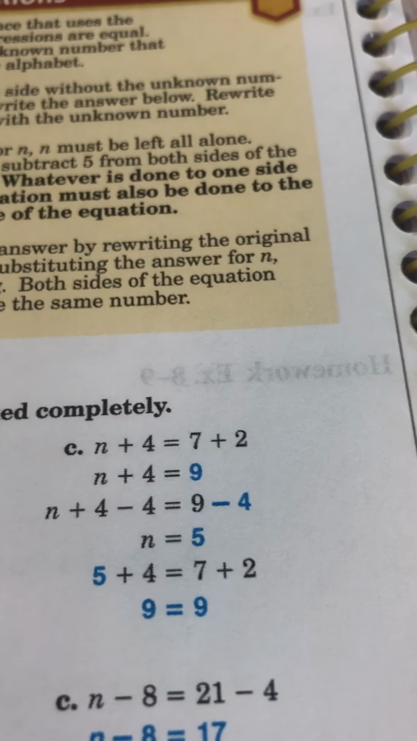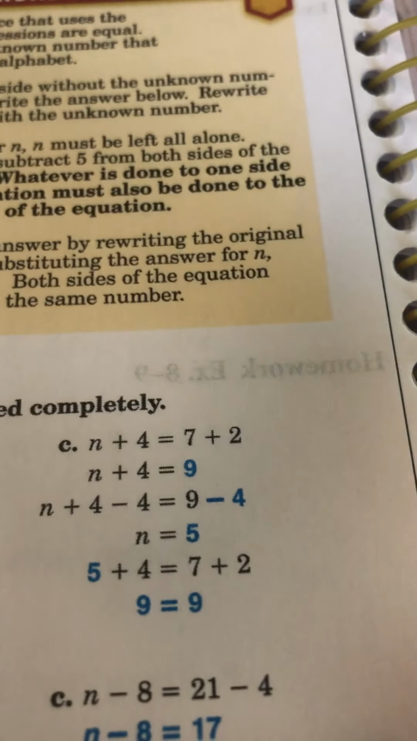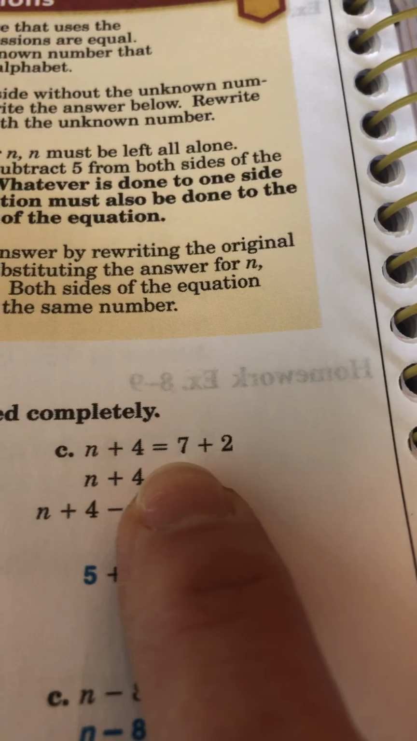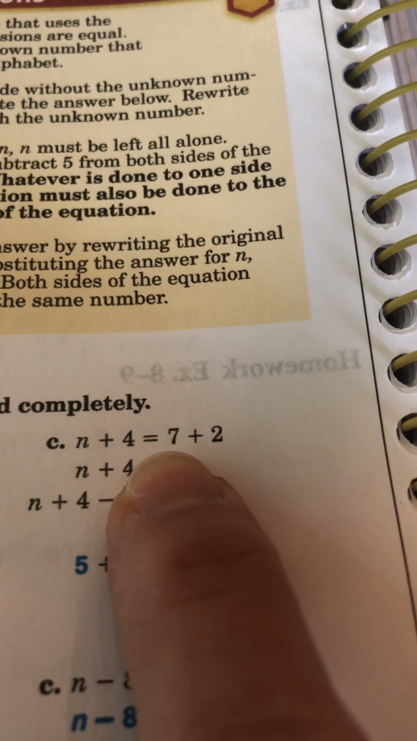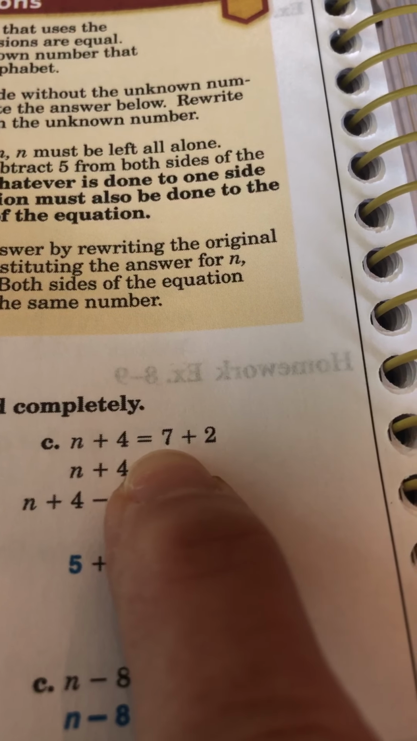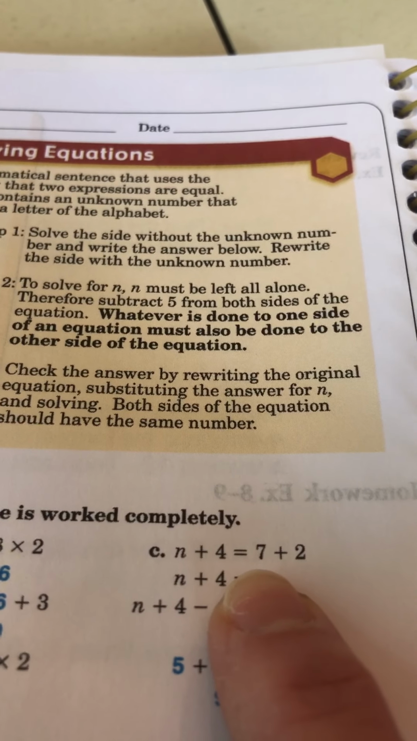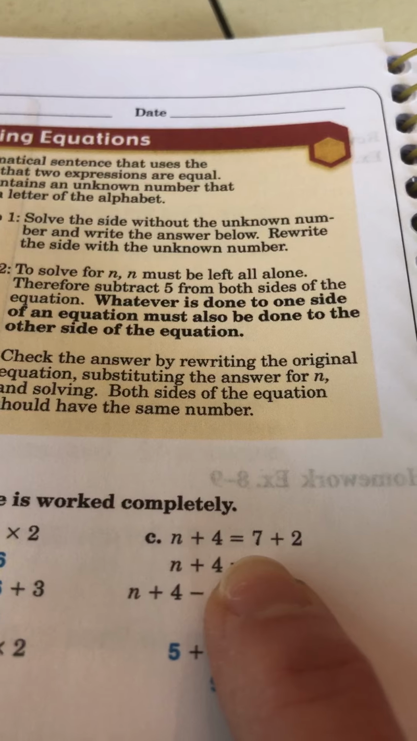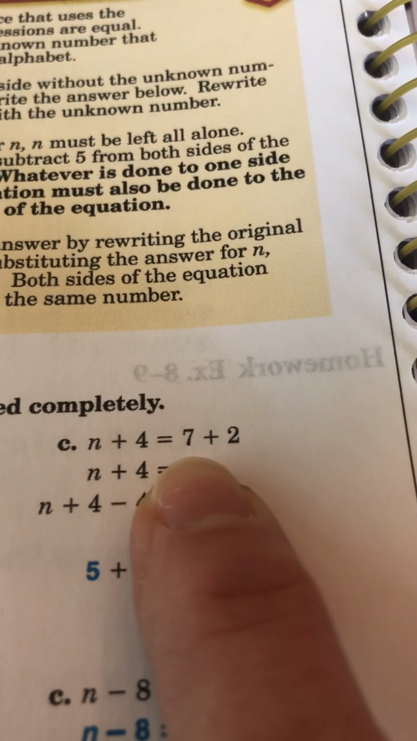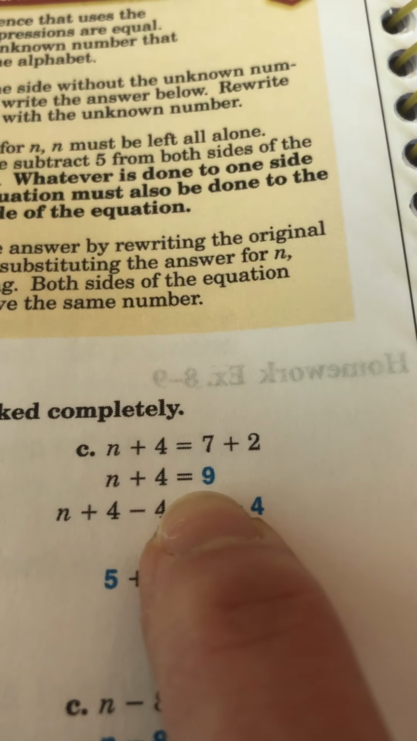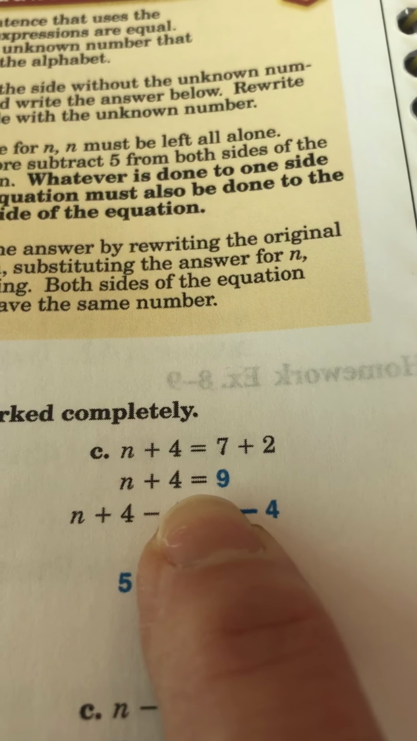Okay, let's do C together. Okay, this is your equation, all right? What are we going to do first? Solve the side without, this is how they word it. So, look at number 1. Solve the side without the unknown number, okay? So, that will be 7 plus 2 is 9. You're going to put that there, then you're just going to put n plus 4 equals 9.